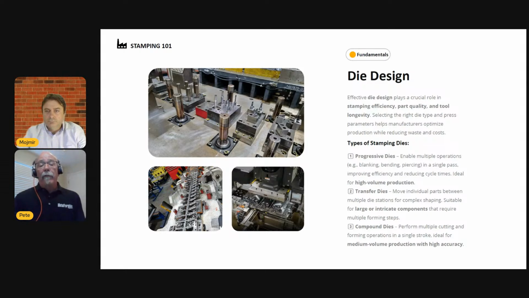We can also have single station dies or compound dies. These could be hand-fed or they can be tended by robots. Robots can move parts in a single operation, transfer them from press to press, or they can be moved press to press using operators. You don't see that too much anymore. Fifty years ago, it was very common to have a line of presses and an operator at each press. But as you can imagine, that's a pretty expensive way to manufacture a stamping. So some sort of automation is typically employed today.